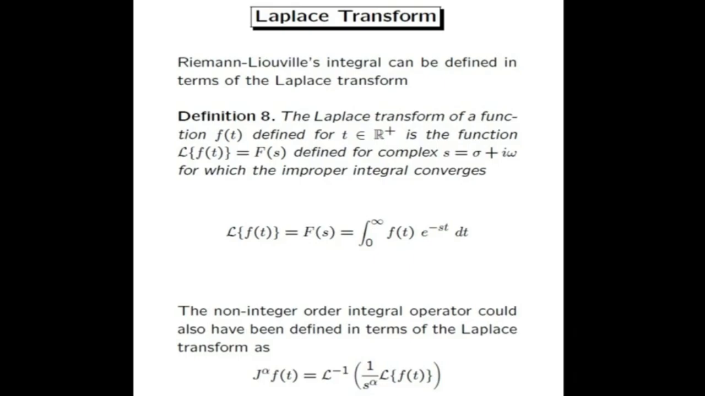Okay, so there's yet another approach to have done this development. What we could have done is to write J to the alpha of f of t as the inverse Laplace transform of 1 over s to the alpha times the Laplace transform of f of t, where this s is a complex number, sigma plus i omega. So basically we transform this to the frequency domain and back into the time domain.